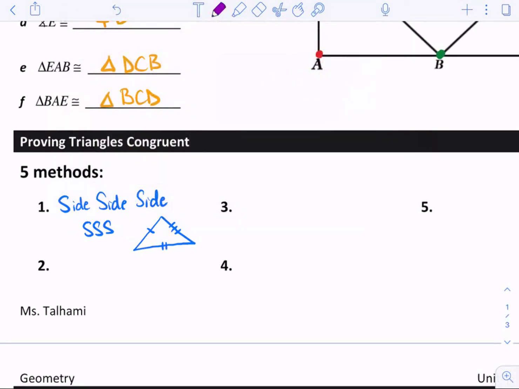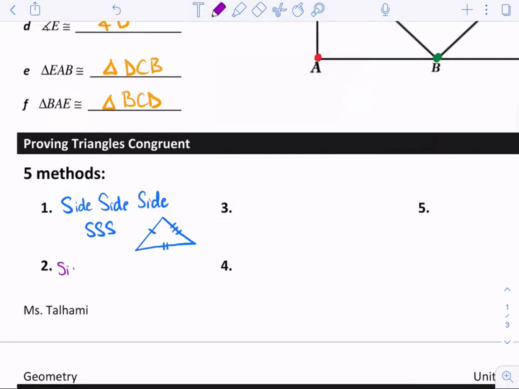The next method is side, angle, side. So it looks something like this, where I have 2 sides, and notice how A is between the 2 S's. So if it's this side and this side, the angle should be here, where both sides meet. So both sides meet at this angle in between them. So that's side, angle, side.